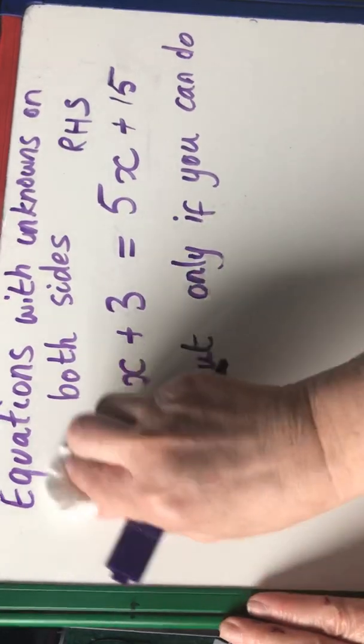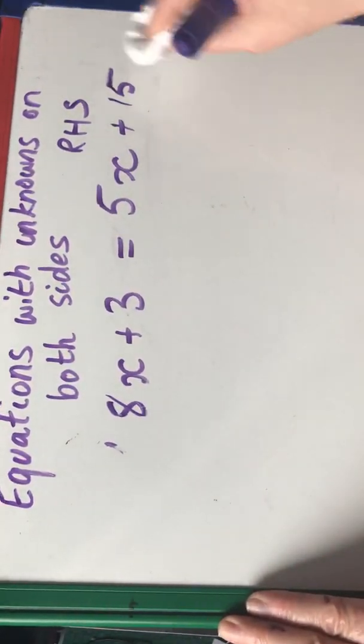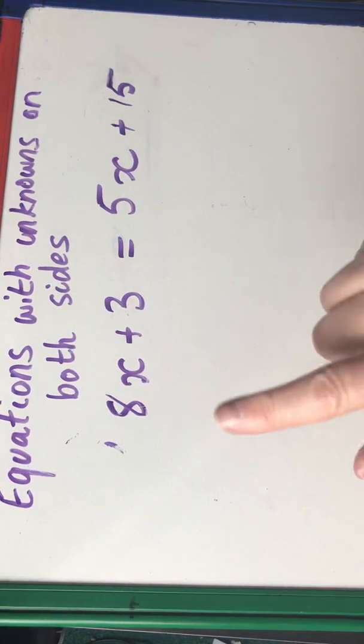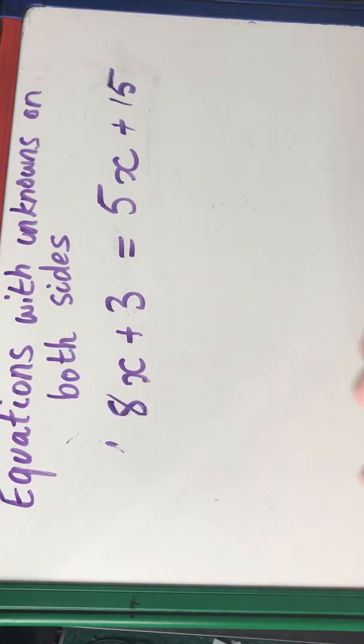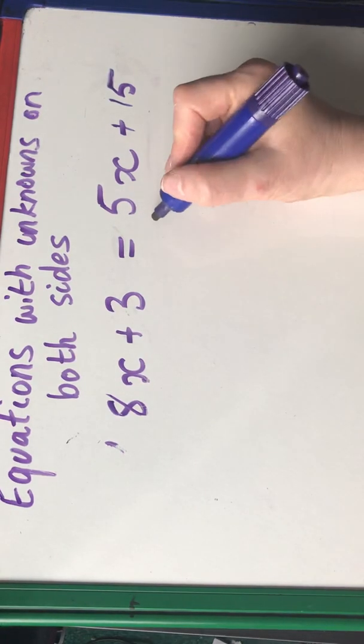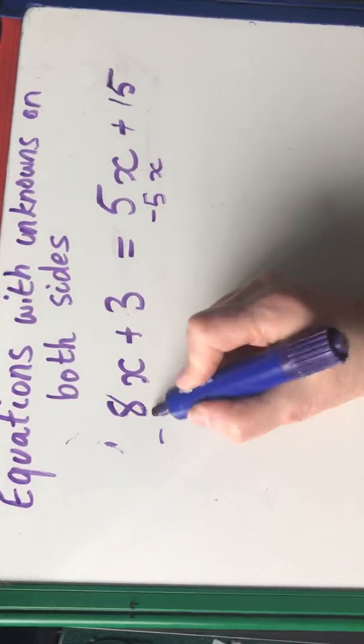Let's solve this equation with the unknowns on both sides. First thing to do, get rid of the smallest value for x. Over here I've got 8x and over here I've got 5x, so 5x is the smallest. So I'm going to subtract 5x from both sides.